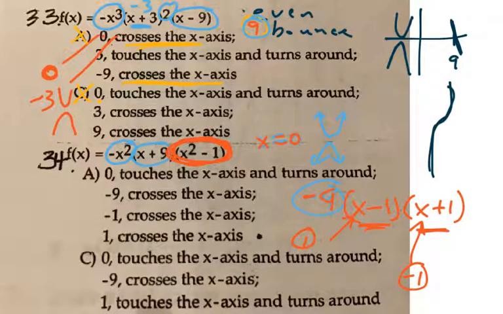And so let's put it all together. We know, follow the yellow, it's going to cross at negative 1, 1, and at negative 9. It's going to bounce again at x equals 0. So if we look at choice A, they say 0. It turns around or bounces. That's good. It crosses at negative 9. We agree with that. It crosses at negative 1. It crosses at positive 1.